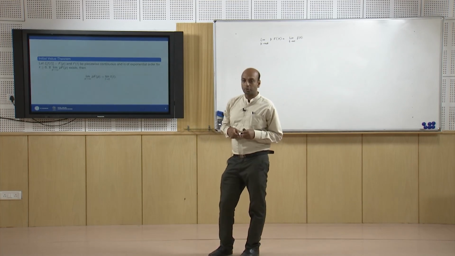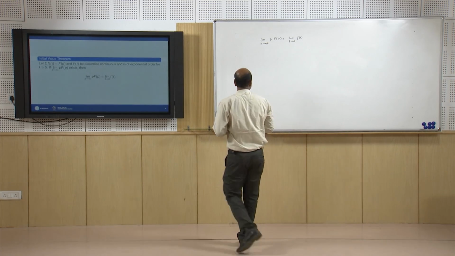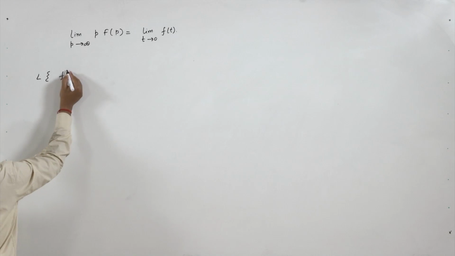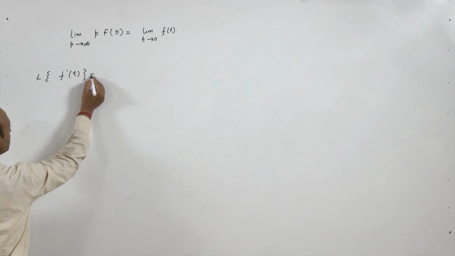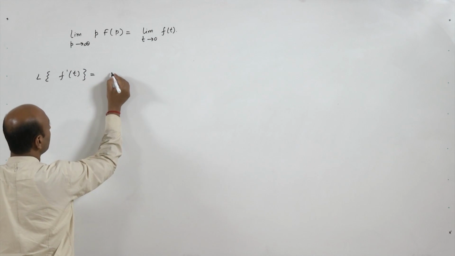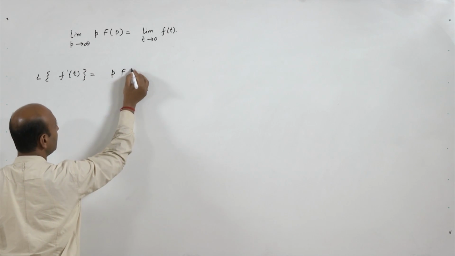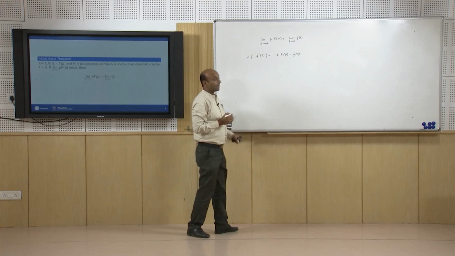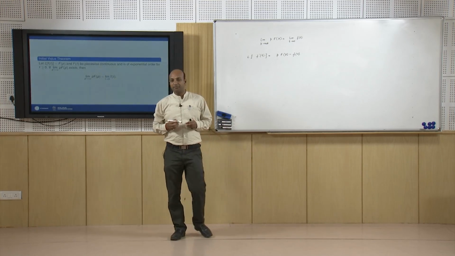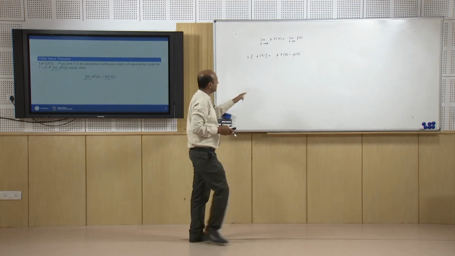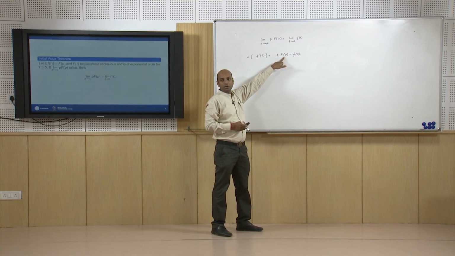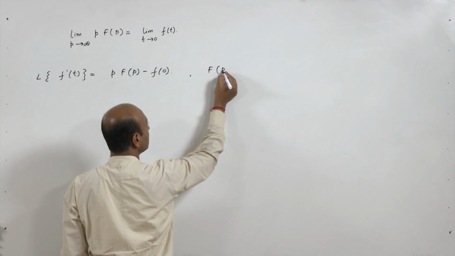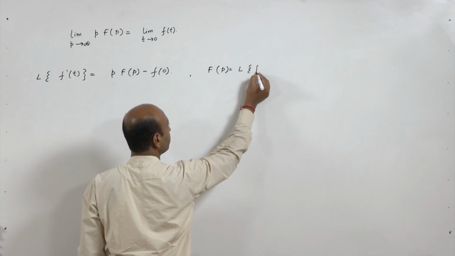Now, what is the proof of this theorem? Let us see. What is the Laplace of f'(t)? We already know that it is nothing but pF(p) minus f(0). The Laplace of f'(t) is pF(p) minus f(0), where this F(p) is nothing but the Laplace of f(t).